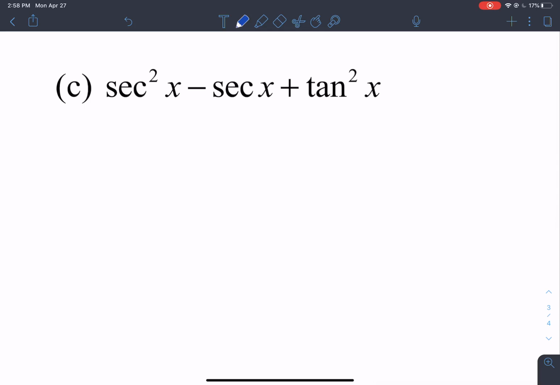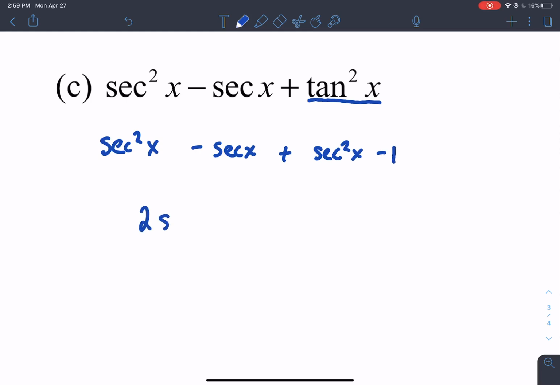Okay. All right, now again, we have tangent squared, which is not in terms of secant, right? But how could we change that? So if you look at your identities, 1 plus tangent squared is secant squared. So if you move the 1 over, you know that tangent squared is the same thing as secant squared minus 1.